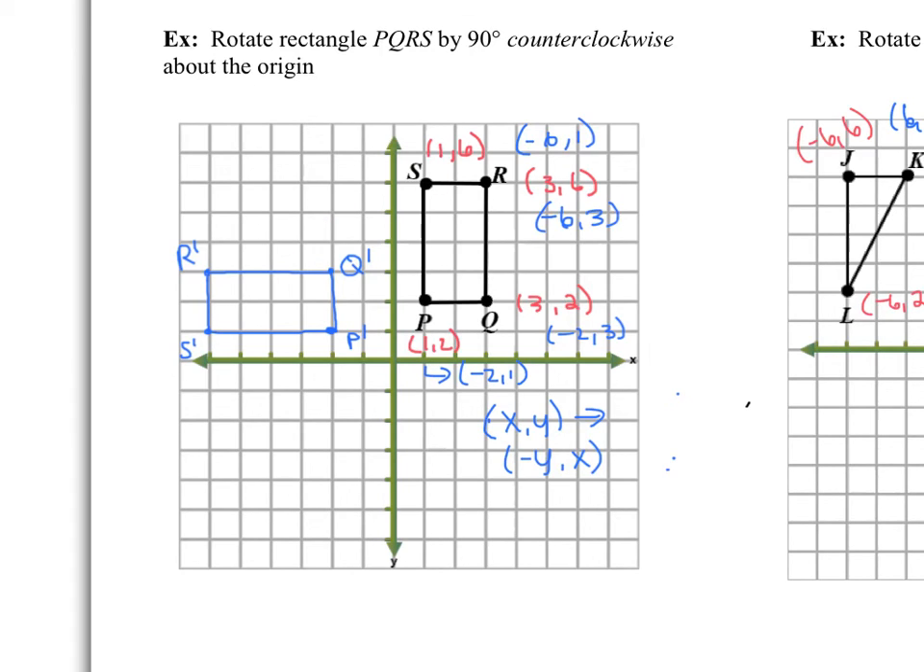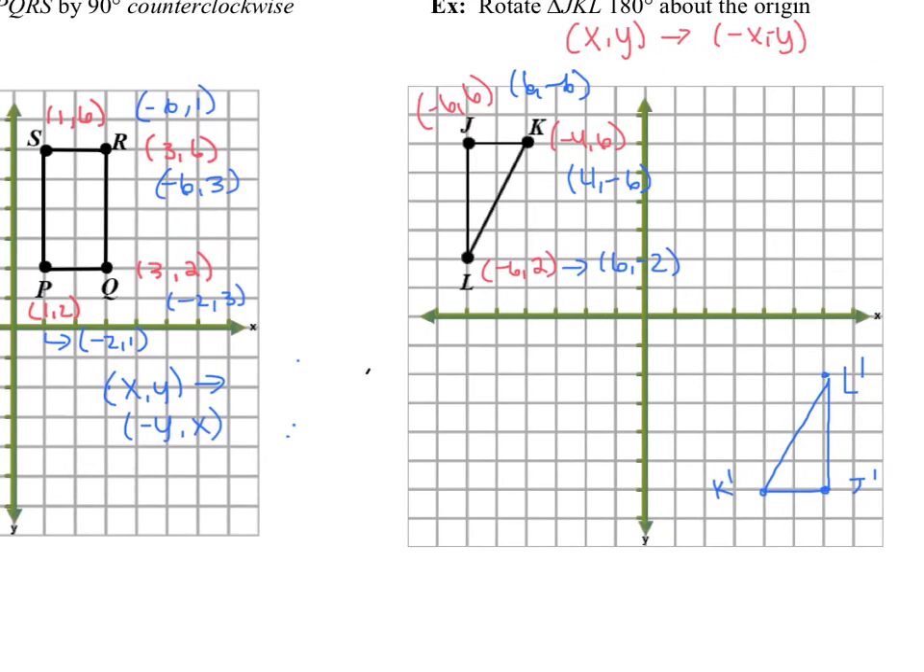So you can see the distance between S and R is 2 spaces, the distance between S and R prime is 2 spaces. R prime to Q prime is 1, 2, 3, 4. R to Q is 1, 2, 3, 4. So the fact that the rectangle still has its same size is a good thing.